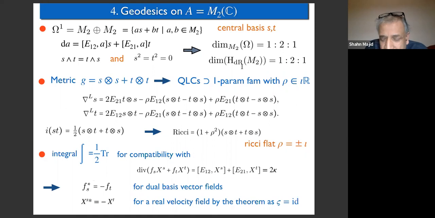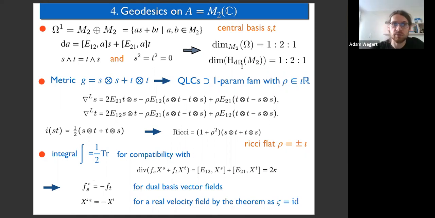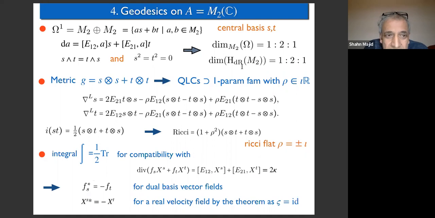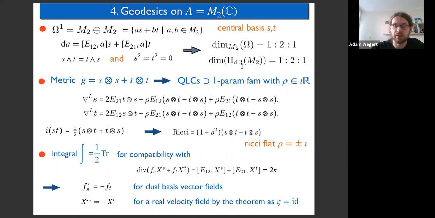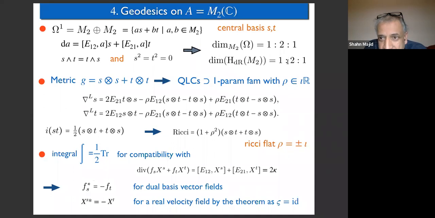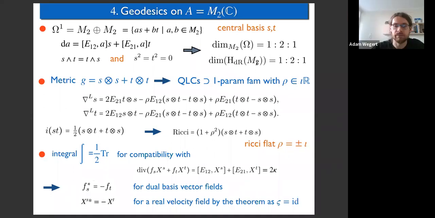I'm sorry, I didn't understand your question. Since omega one is M2 plus M, okay, so the algebra is M2, yes? The algebra A is M2. Okay. So a basis is S and T, and I'm just saying the basis elements happen to be the generators of the cohomology. Okay, thank you.